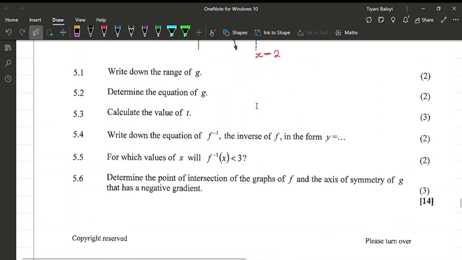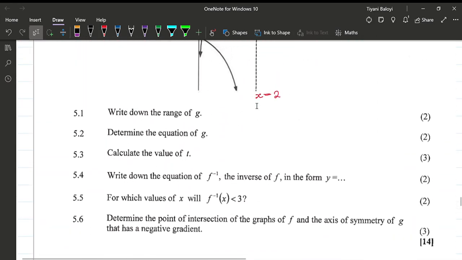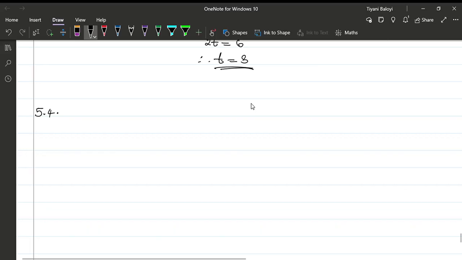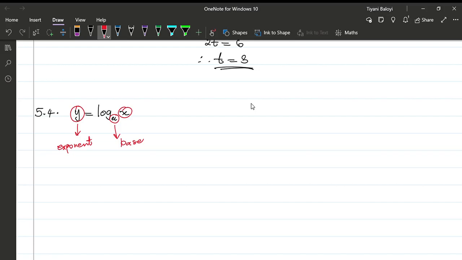They ask us to write the equation of f to the power -1, which is the inverse of f, in the form of y, right? So let me just do a general equation of a logarithm. Let's say we have log base a of x. What does each and everything mean? It's important to always ask, what does this mean? This is the base, this is the exponent, and this is the answer.